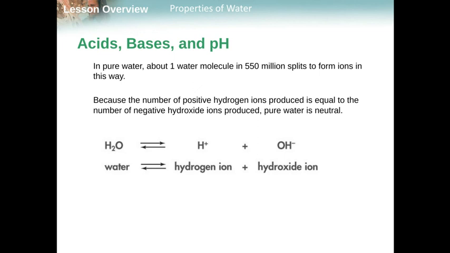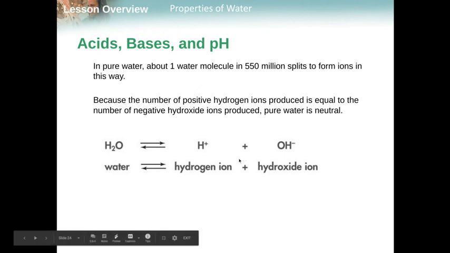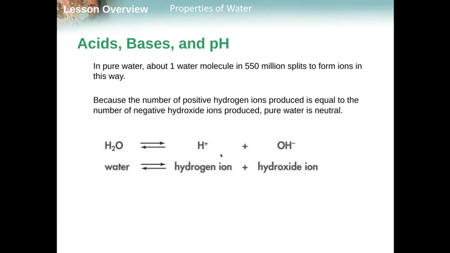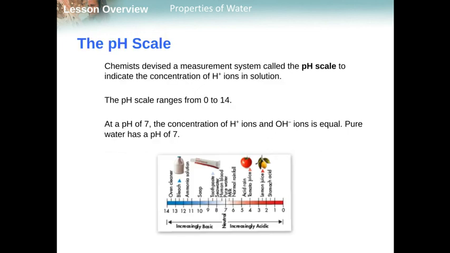Now that is really, really small in proportion. 1 out of 550 million. So we highly favor the maintenance of water instead of the separation of it into these two ions. Okay. Now one of the ways around this is through putting a high electrical current through water. That's what Elon Musk is trying to do with Tesla right now.